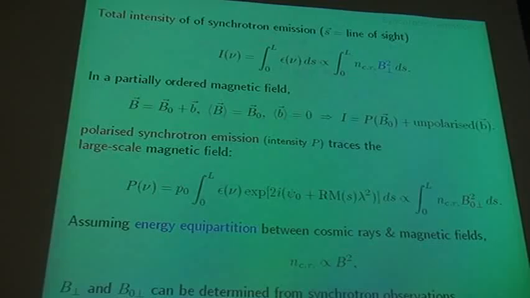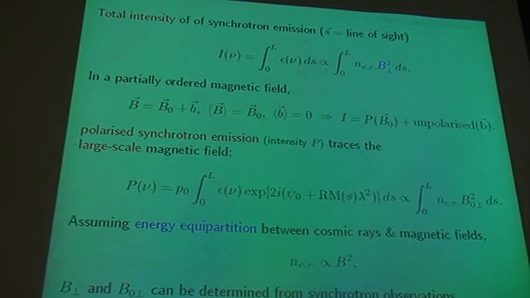And so the total intensity of synchrotron emission will depend, and again it will be of course an integral along the line of sight, on the number of cosmic ray electrons per unit volume times the magnetic field at this point, all integrated. If the magnetic field is partially ordered, so it consists of the large-scale field and fluctuations, as Karl-Heinz described, then I decompose the magnetic field into the large-scale field and small-scale field. The large-scale field will produce a polarized signal, and the small-scale field will produce an unpolarized signal.